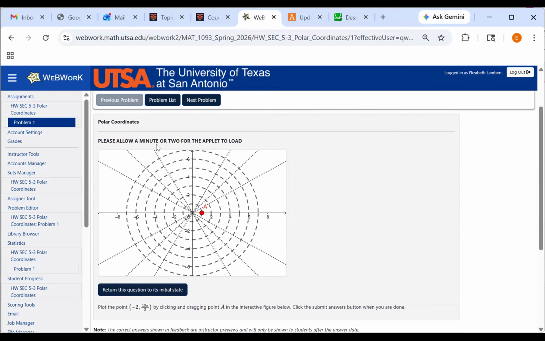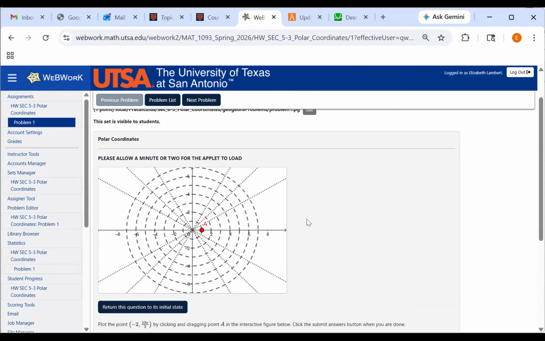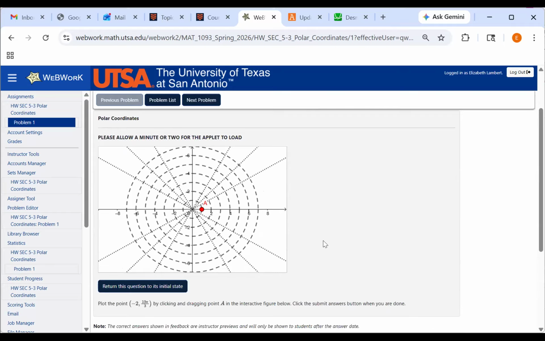All right, so this is an applet question, so this can be a pain to load on some of your computers. They're giving us the point (-2, 19 pi over 3). All right, sure. So first step is just figuring out where 19 pi over 3 is.